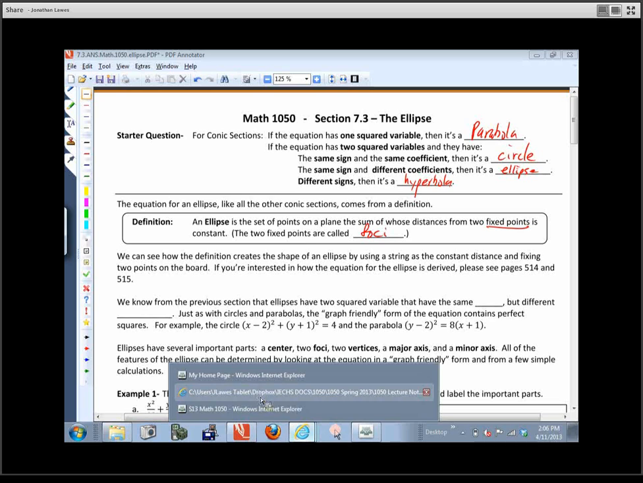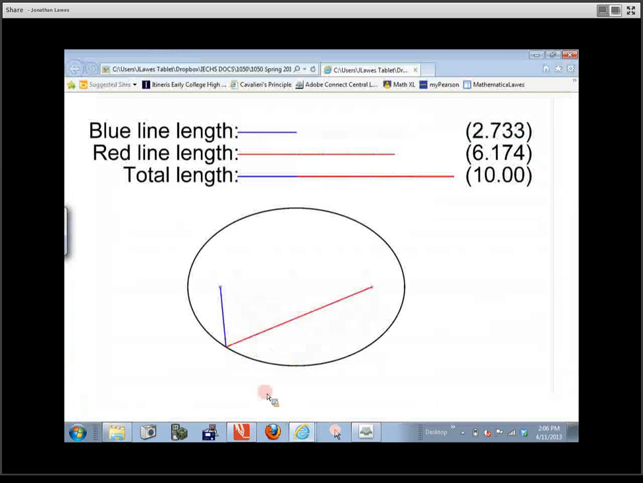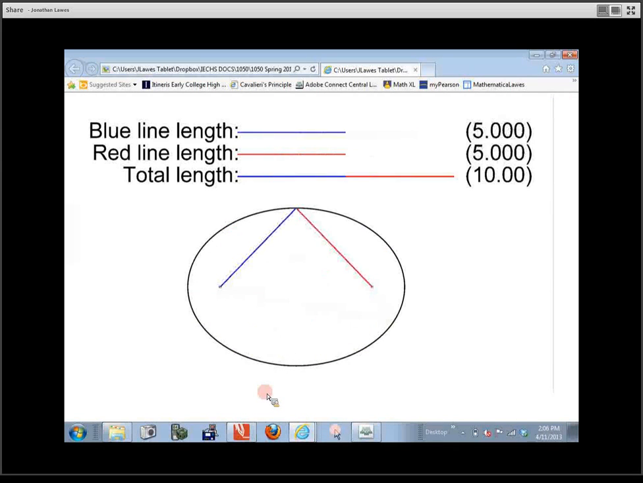Let's see, where are we? Take a look at that right there. I'm going to flip the light off so you can see the colors a little bit better. Okay.